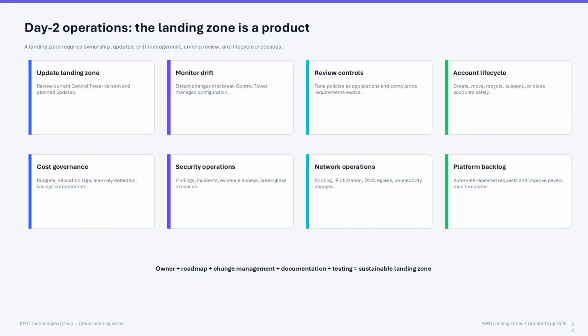The landing zone is a platform product, not a one-time project. Review Control Tower updates, monitor for drift, adjust controls, manage account lifecycle, govern costs, run security operations, maintain network architecture, and continuously automate repetitive requests. Assign a platform owner, maintain a roadmap, document design decisions, and test changes before pushing them broadly across the organization.